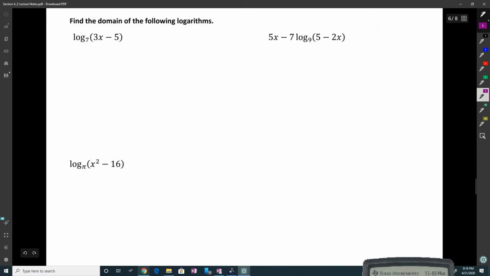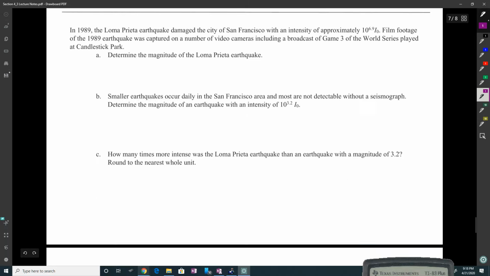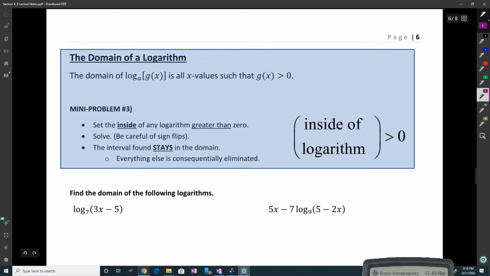All right, almost done. We got domain and then some word problems, and then we are out of here. So, before I start, people keep texting me.